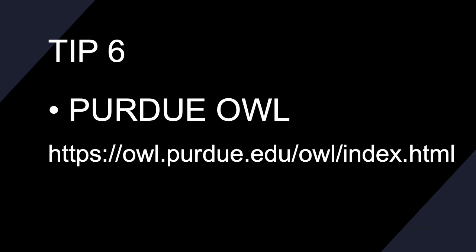And tip number 6, Purdue OWL. This is OWL, in case you're messing up with my southern accent, owl.purdue.edu/OWL. And that will help you so much in writing your paper. They have tips on MLA, APA, Turabian, citations, bibliographies. They have examples of what your paper should look like.